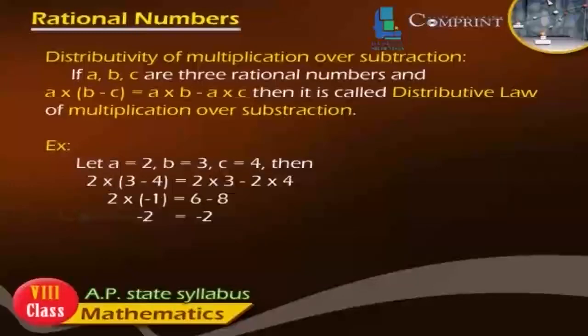Distributivity of multiplication over subtraction. If a, b, c are three rational numbers and a × (b - c) is equal to a × b - a × c, then it is called the distributive law of multiplication over subtraction. Example, let a equal to 2, b equal to 3, c equal to 4. Then 2 × (3 - 4) equal to 2 × 3 - 2 × 4. 2 × (-1) equal to 6 - 8. -2 is equal to -2.